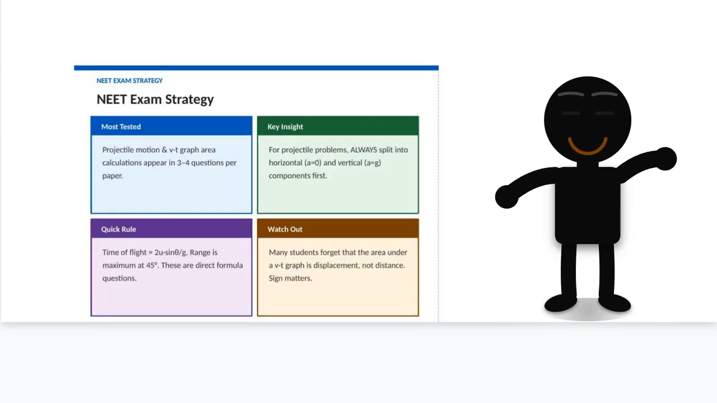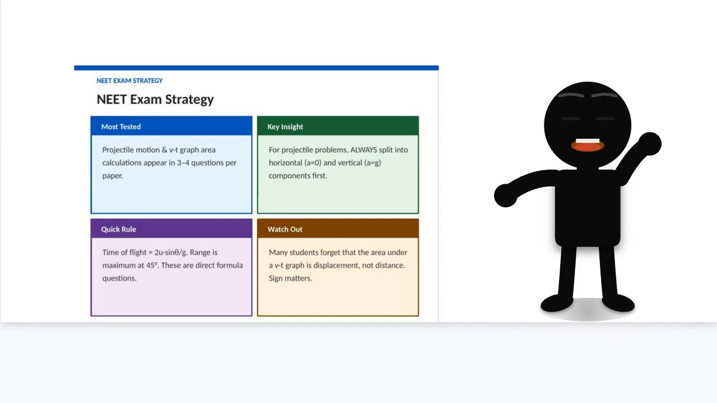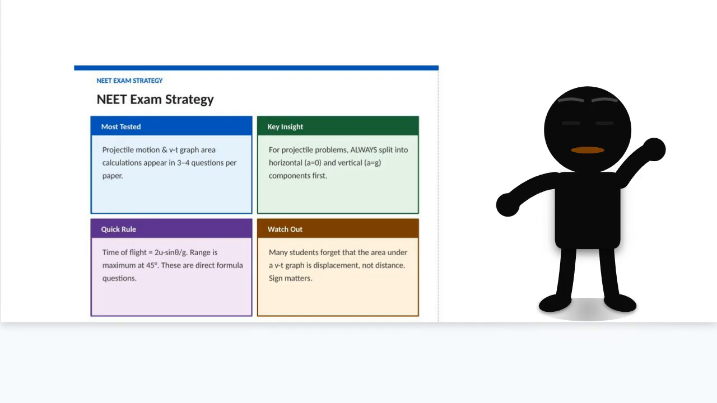Let me give you the NEET specific strategy for this topic. Projectile motion and velocity time graph interpretation are among the most frequently tested concepts in NEET physics. Expect 3 to 4 questions in any given paper. The golden rule for projectile problems is always split first, write down horizontal component and vertical component separately before doing any calculations. Never try to solve it as one motion.